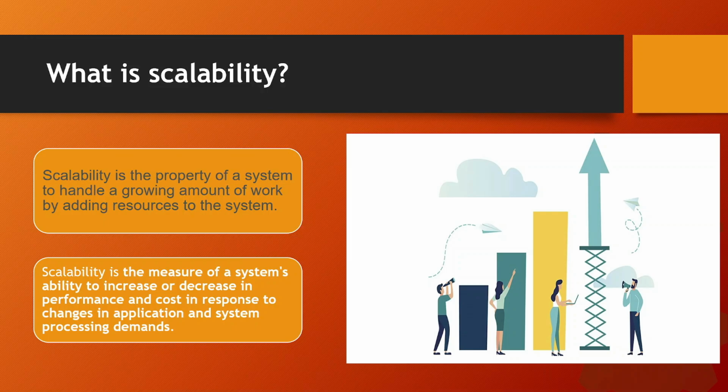If we look at the definition, scalability is the property of a system to handle a growing amount of work by adding resources to the system. And if you look at the other definition, scalability is the measure of a system's ability to increase or decrease in performance and cost in response to changes in application and system processing demands, which means as the processing demands change, that is either increase or decrease, scalability is the ability of the system to adjust according to the demand so that it can increase the performance or decrease the performance and automatically adjust the cost.